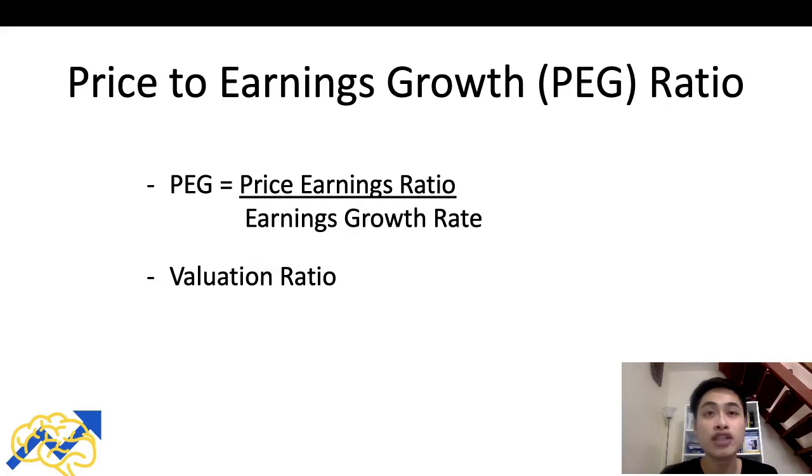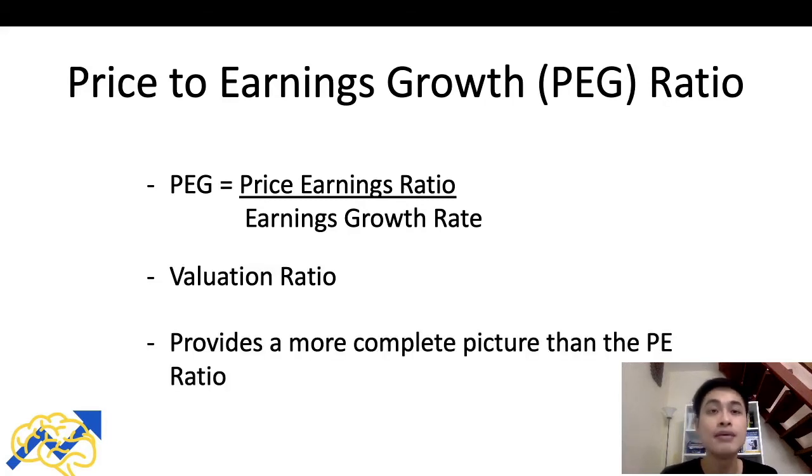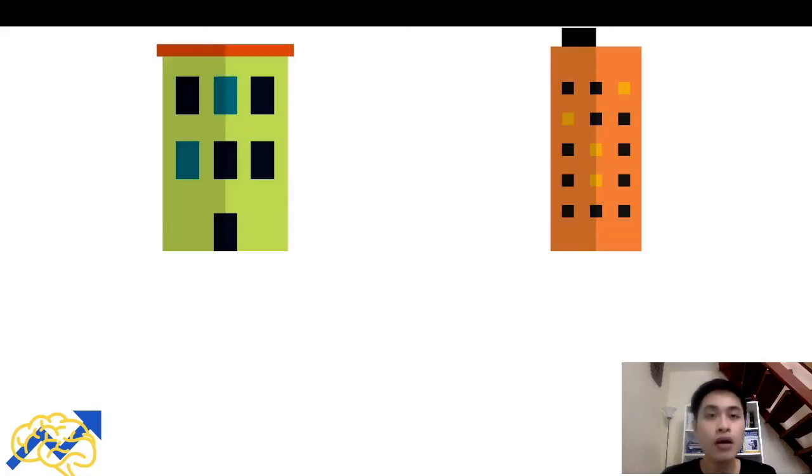The PEG ratio is also used to determine the value of a company, and it is considered to provide a more complete picture than the PE ratio as it factors in the earnings growth rate of a company. So what does this mean? Okay, so for example, if we have two companies, company A and company B, both companies are in the technology sector and business software and services industry. So both companies are in the same sector and same industry.